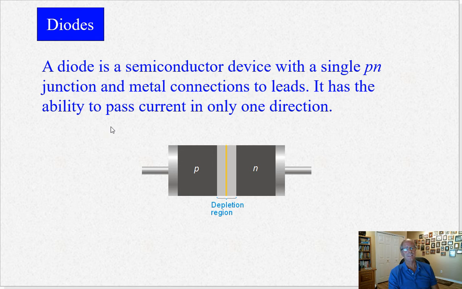There's a lot of different kinds of diodes. We're going to look at some pictures of them in a minute, but diodes are normally used in power supply circuits to, for example, convert AC current into DC current. They're very good for that.